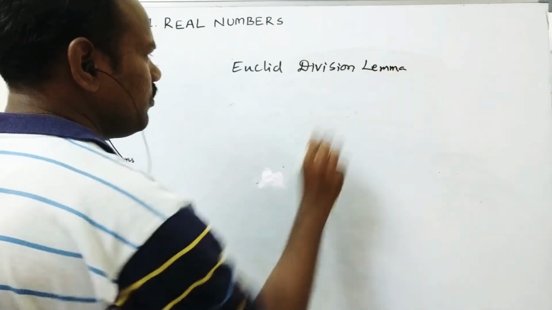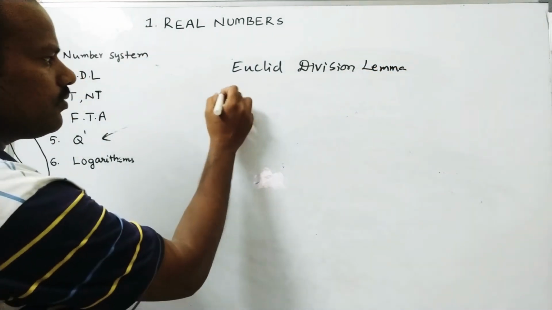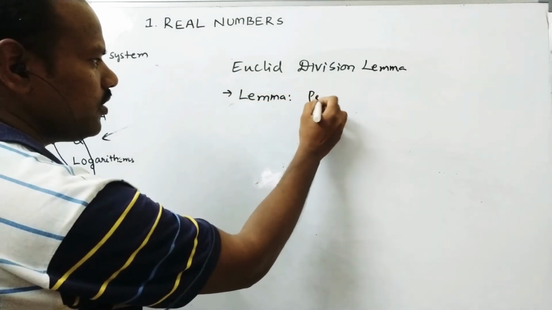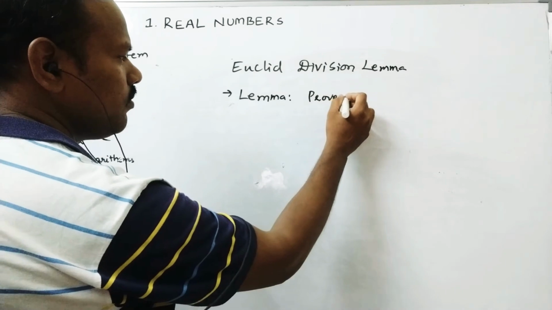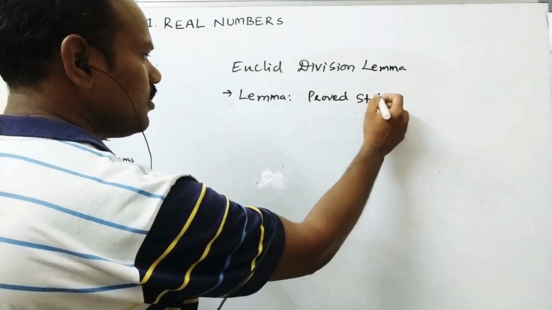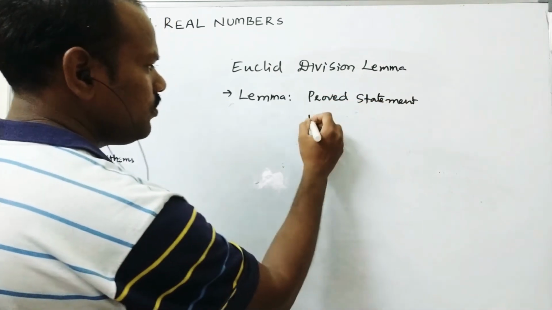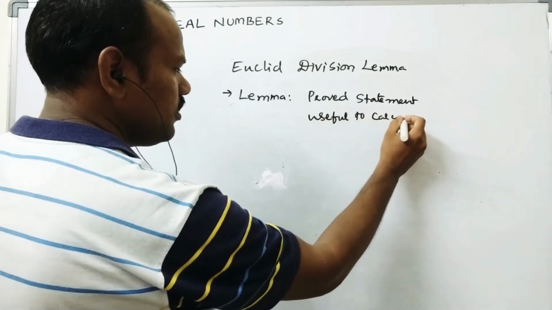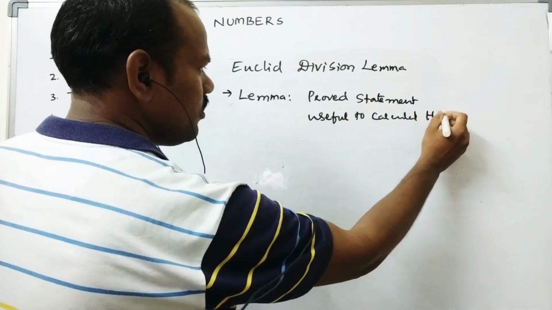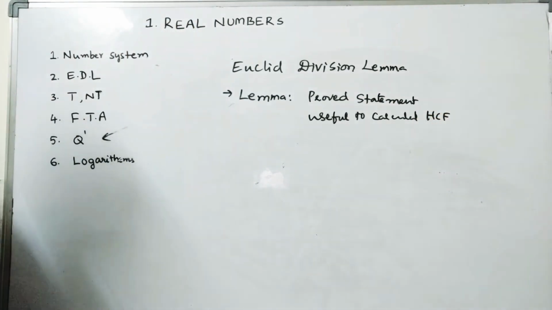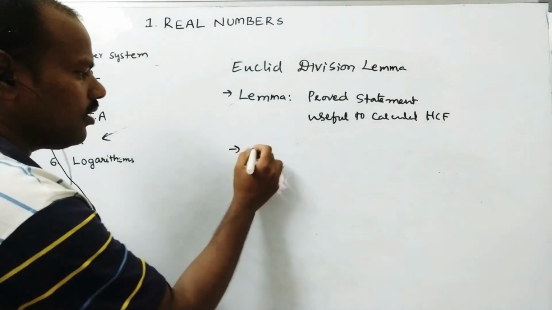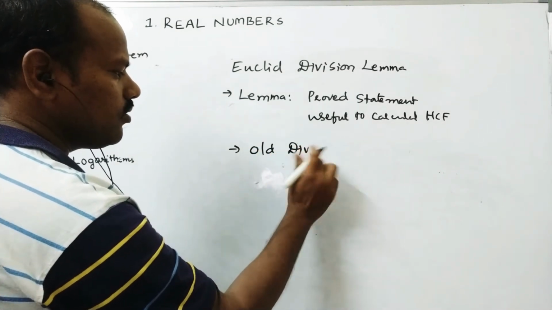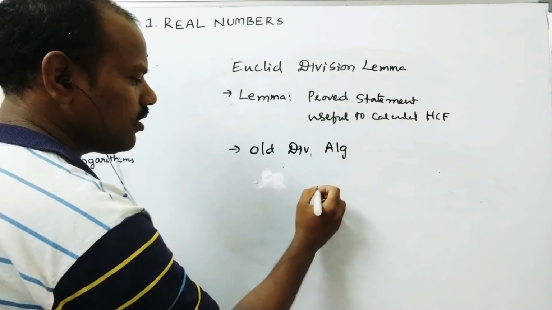For shortcut we can write EDL. First of all you have to know what you mean by lemma, which is a proven statement, useful to calculate HCF or number patterns. It is very similar to the old division algorithm. What is the division algorithm?